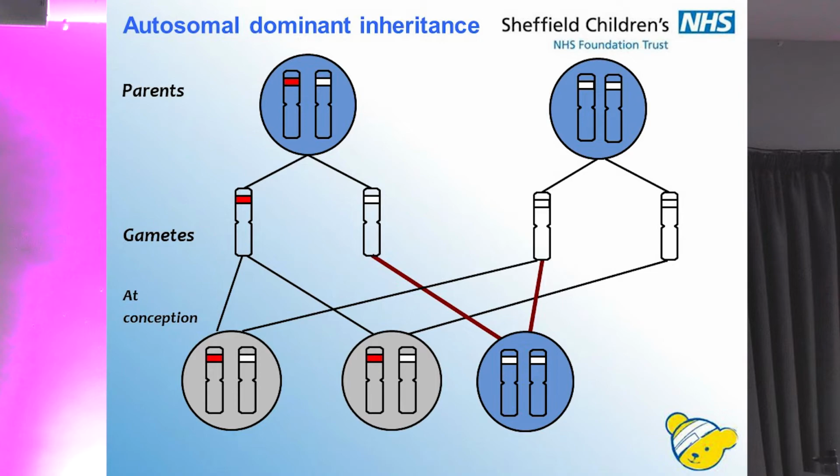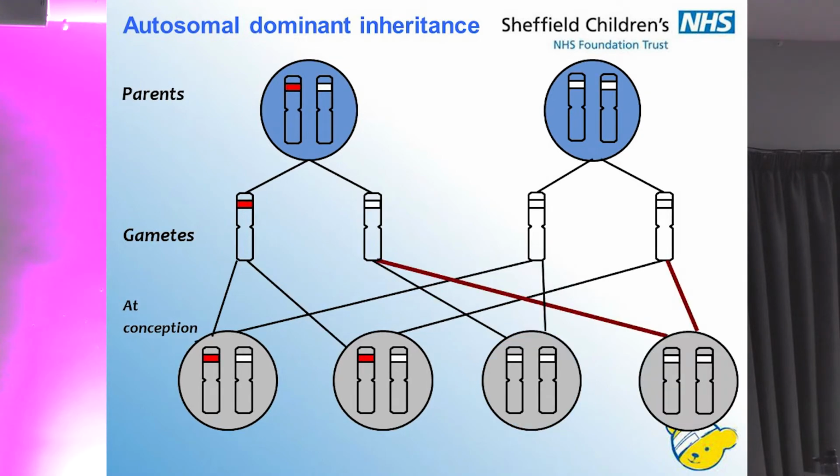And then you get the normal copy from the affected parent and also a normal copy from the unaffected parent, and that can happen in 2 combinations as well. So you can see you've got 2 out of 4, or the equivalent is 1 out of 2 risk of passing it on in any pregnancy.